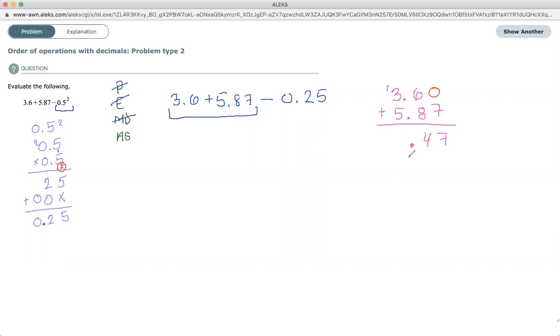I know exactly where it's supposed to be, because we're adding or subtracting, the decimals are lined up. And then when I continue, I have 3 plus 5 is 8, plus the 1 is 9. Okay, remember, for addition and subtraction, we can line up the decimals. But the same does not hold for multiplication and division of decimals.